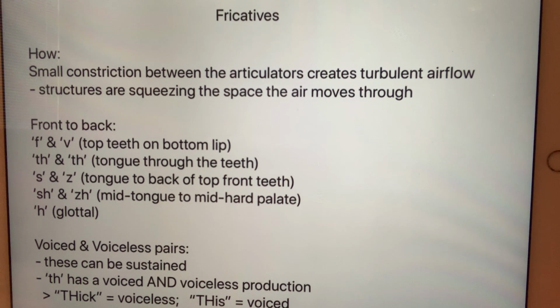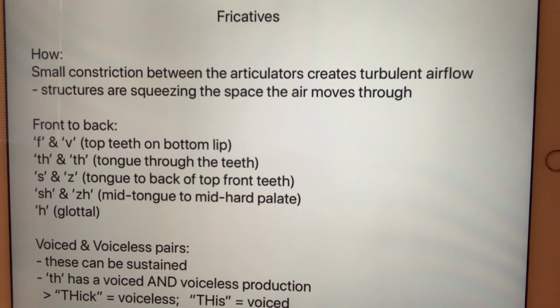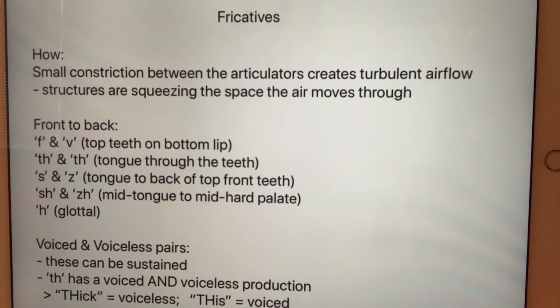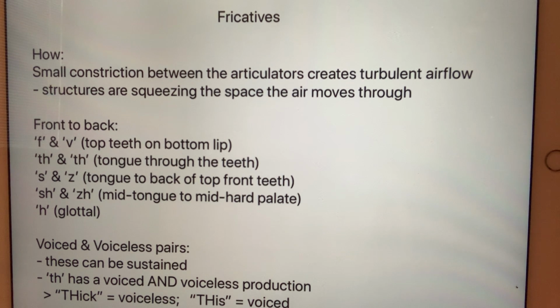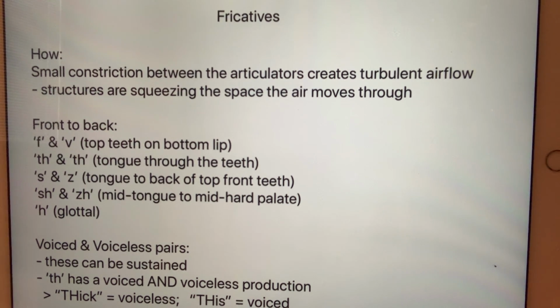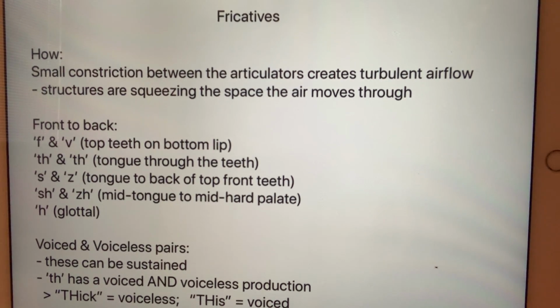Moving from the front to the back, our labiodental, or our teeth on our bottom lip, is the F and the V sound. Then we have our interdental, or our tongue and our teeth, is the TH, both TH sounds, the th and the voiced th. And then we have the palatal sounds, sh and zh. And then the H sound is actually a glottal.